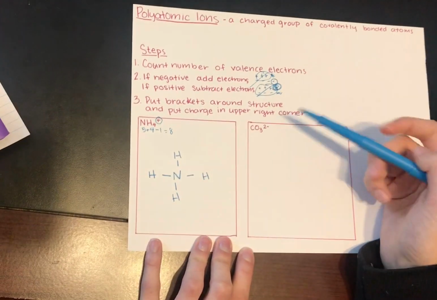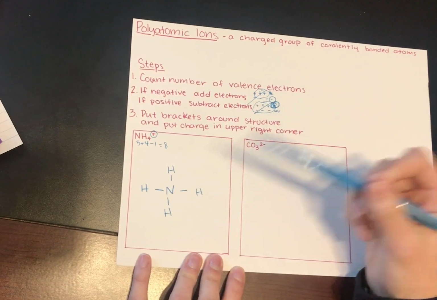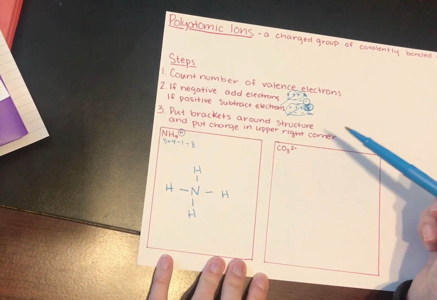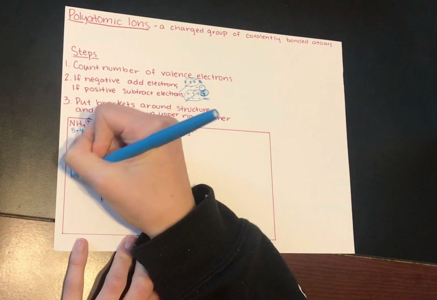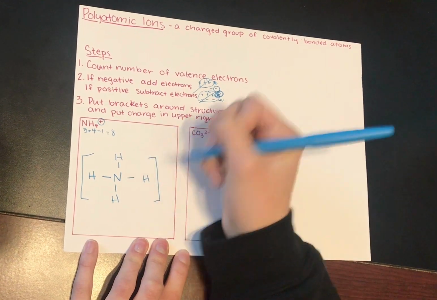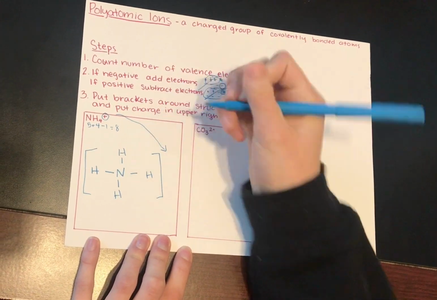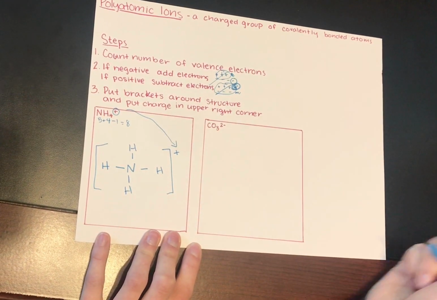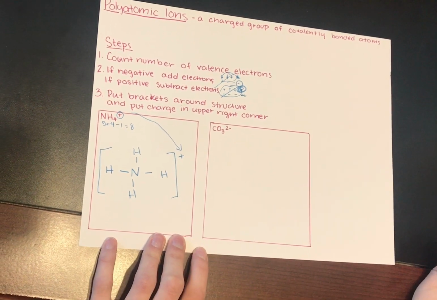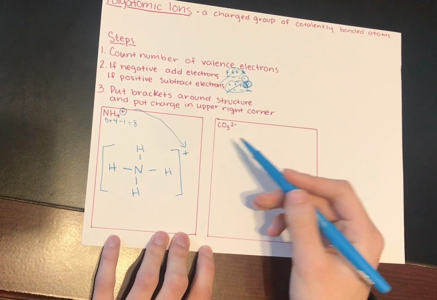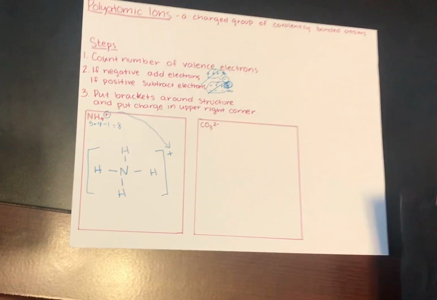And then finally, to finish off this Lewis structure, you're going to put brackets around the structure, and then the charge in the upper right-hand corner. So the plus goes there, and then you're done with that one. Now let's try a negative one. This is CO3 negative 2. Let's count up the valence electrons.